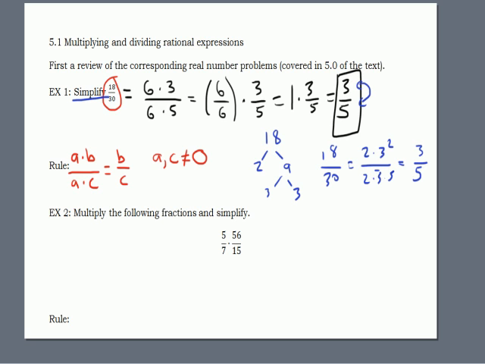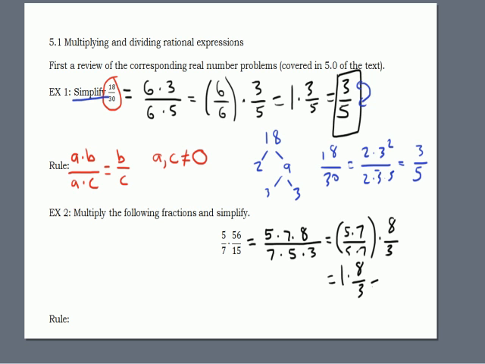Looking at example 2, I'm asked to multiply the following fractions and then simplify. So to start off with this, I'm first actually going to factor these conveniently. So 56 is 7 times 8. I chose to write it that way because, hey, I got a 7 down there. And 15 is 5 times 3. I'll do a similar thing to the last time. I have 5 times 7 over 5 times 7 times 8/3. Well, 5 times 7 over 5 times 7, that's 1. 1 times 8/3 is indeed 8/3, which is my simplified result.